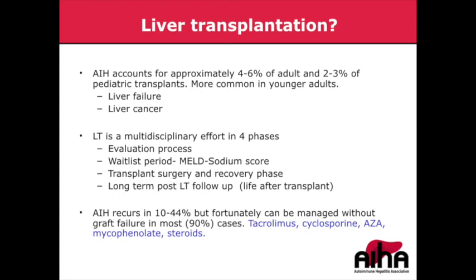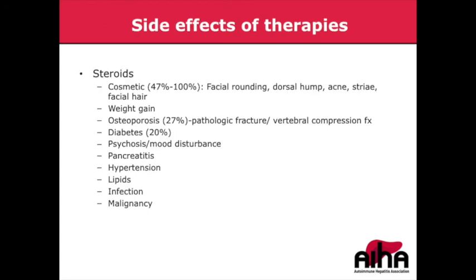AIH does recur after transplant. There's a lot of variation in estimates of recurrence, 10 to 40%. But I would say it's probably better than 25% in most experiences. But having said that, we're able to control disease, and for the most part, losing the graft, i.e. needing another transplant or dying because of recurrent AIH is relatively uncommon, probably less than 10%, at least in our center. Side effects, steroids, I think you guys probably know this well.